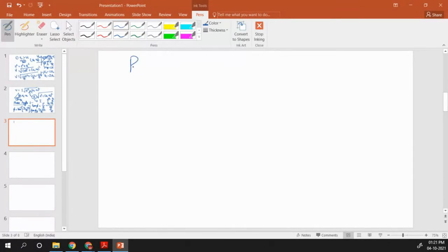So quickly give your response. What is the formula for power? P is equal to V into I into cos of phi. Okay, so you can put this formula, V into I into cos of phi. So this is the formula for power.